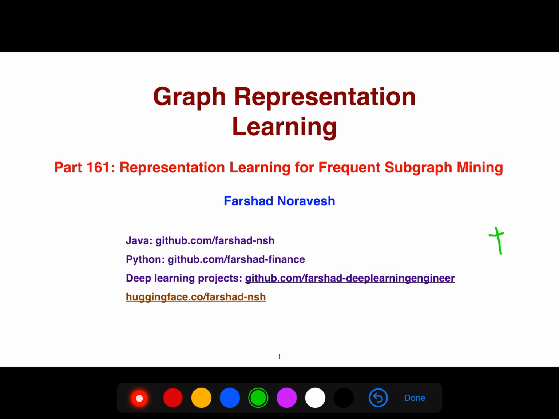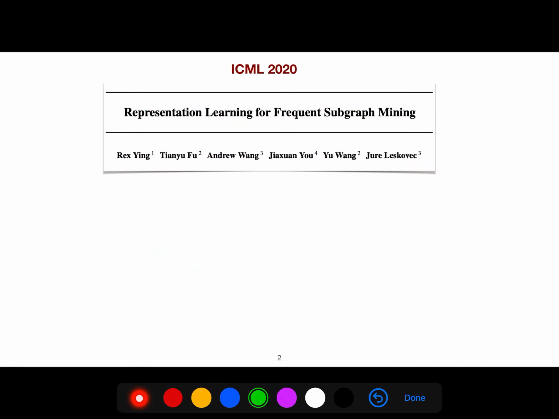Alright, so today I'm going to be explaining another important paper with the title Representation Learning for Frequent Subgraph Mining. This is an ICML paper from 2020.